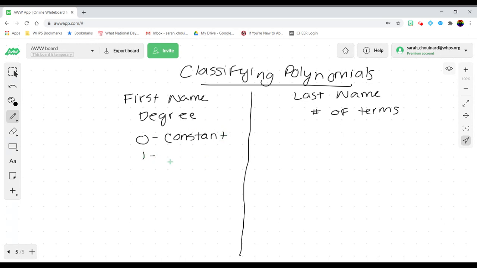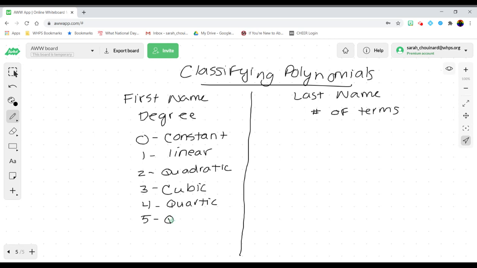If it's degree 1, if the highest exponent is 1, it's called linear. Degree 2 is quadratic. That one's sometimes hard for people to remember. The third is cubic. The fourth is quartic. The fifth is quintic. And then after that, mathematicians got kind of lazy and stopped coming up with new names. So if it's degree 6, you just say 6th degree. If it's degree 7, you just say 7th degree, and so on and so forth from there.